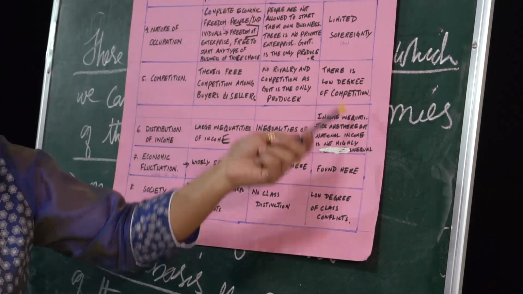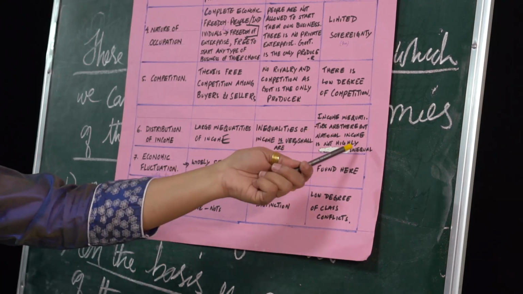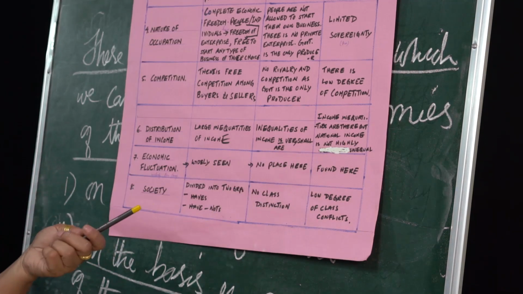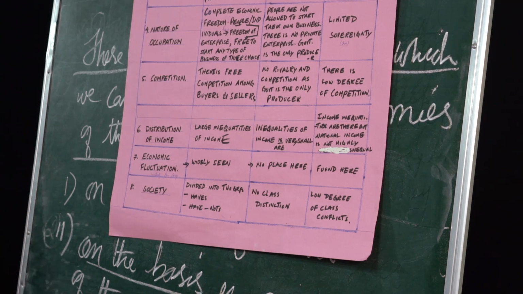And in a mixed economy, you can see that income inequalities are there, but when you see the national income, what is national income? National income is the final value of all the goods and services produced in the country plus income coming from abroad.